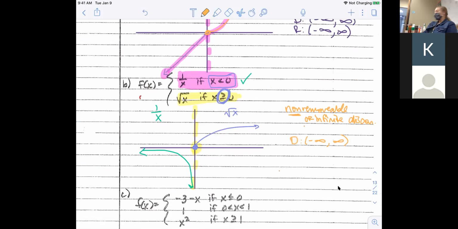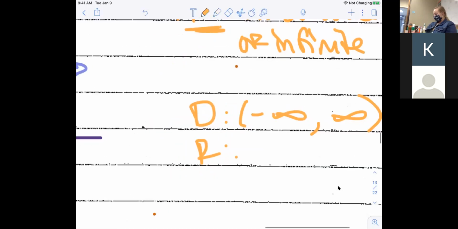If it was open, it would not be all real numbers. It would be everything but 0. It'd be negative infinity to 0, and then union 0 to positive infinity. All right, what about range? Similar idea, right? I would say all real numbers too, because this is going to approach 0, and then this hits 0, and then it goes up and up forever. Ooh, that was cool. I'd say all real numbers again.